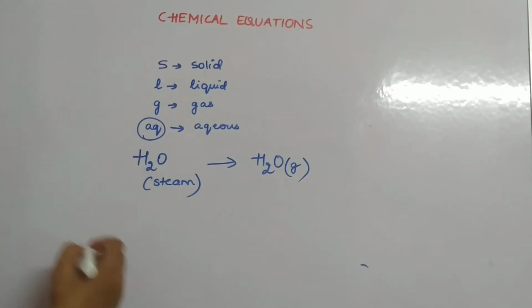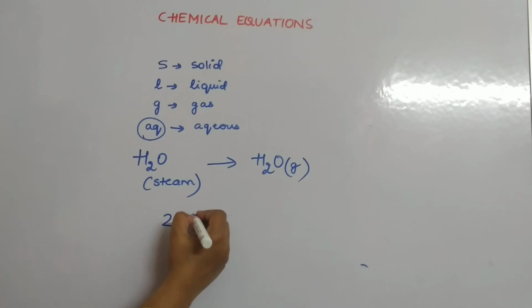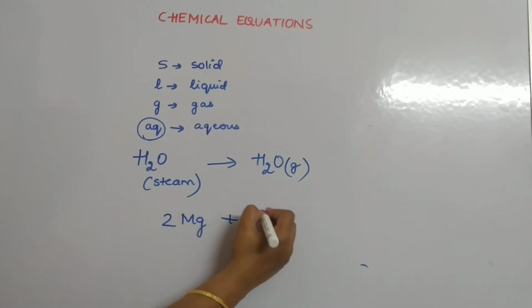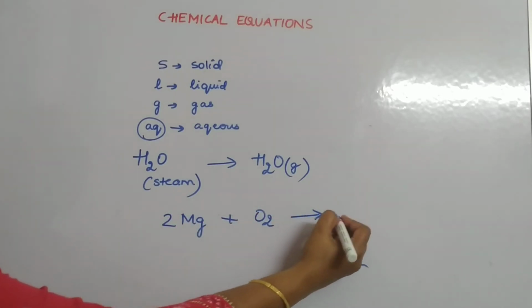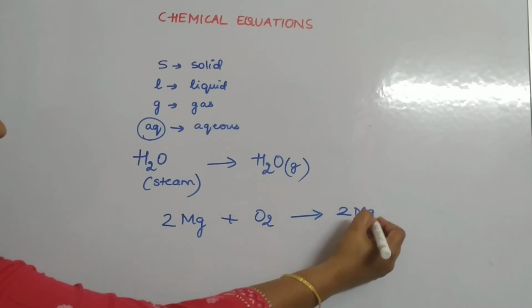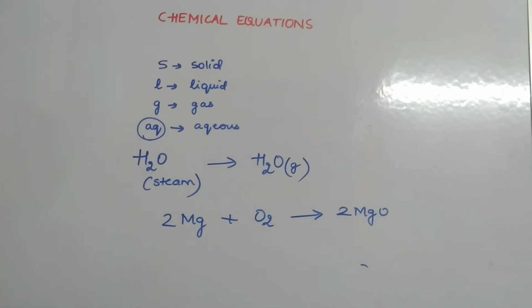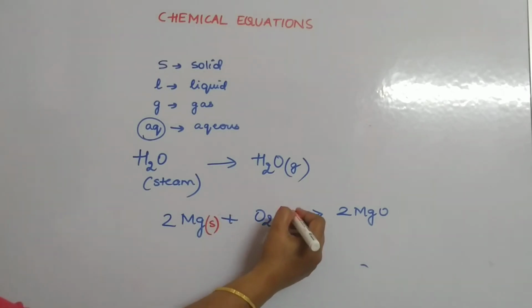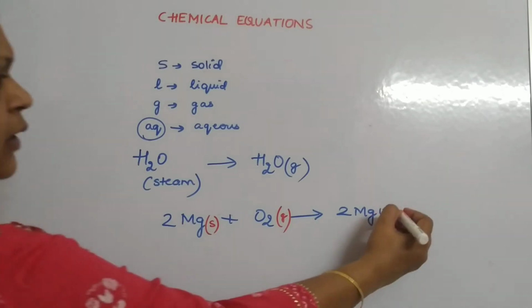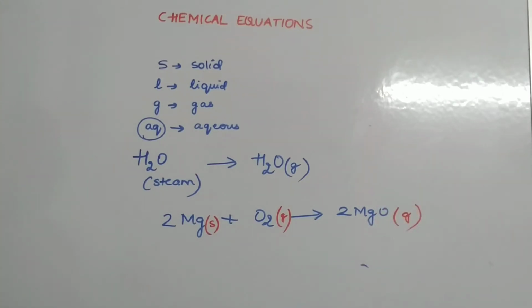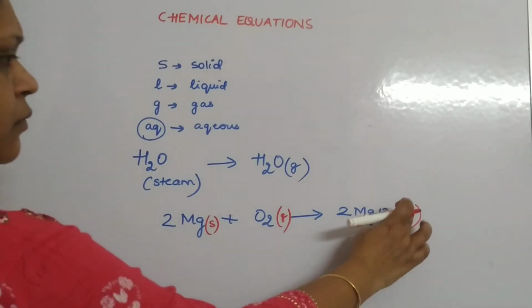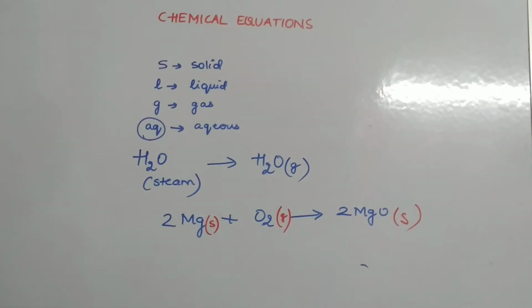Let us discuss the example which we just did. Magnesium plus oxygen gives 2 MgO. Write down the physical states. This is already balanced. Magnesium ribbon was solid. Oxygen was gas. The white powder formed is solid. And that is how you can represent the physical state.